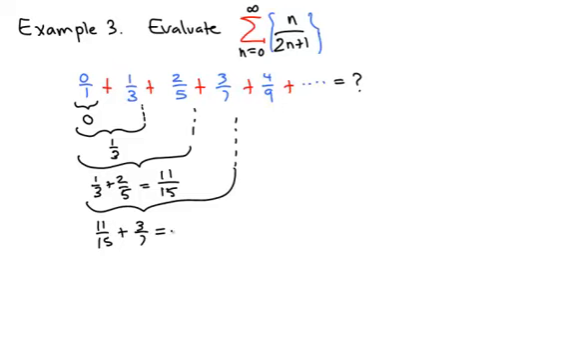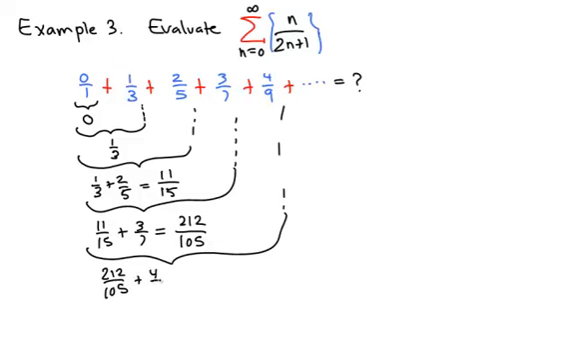Now that's starting to get less fun. We're going to get a common denominator of 105, and then 77 plus 45 is 202 105ths. If we add up the first three non-zero terms, the sum is 202 105ths. We're going to add to that 4/9.